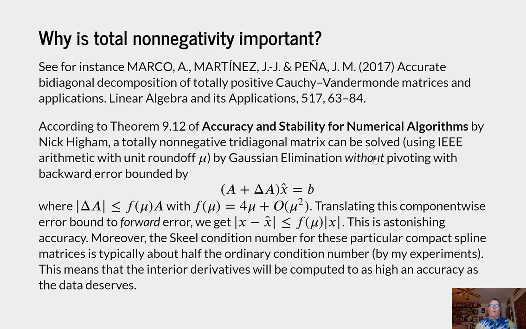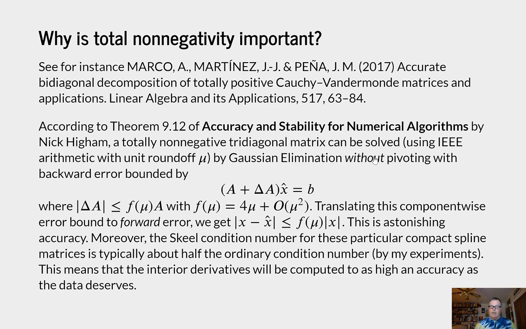Well, okay, great. What do we gain from knowing that this matrix is totally non-negative? If you read Theorem 9.12 of Nick Higham's book, Accuracy and Stability of Numerical Algorithms, which is an absolutely wonderful book, again, if you take nothing away except the references, take that away as a reference. That is a fabulous book. According to that theorem, a totally non-negative tridiagonal matrix can be solved using IEEE arithmetic with unit roundoff mu by Gaussian elimination without pivoting, with a backward error bounded by: the modulus of the change in the matrix is less than or equal to f of mu times the matrix.